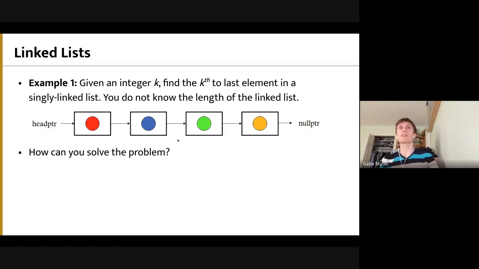Okay, now we're going to go over some linked list problems. This is a category of interview questions. In coding interviews, you'll oftentimes get questions about doing some kind of funky stuff with linked lists. How do you do this efficiently? Here's one example of one of those problems. If you're given an integer k, find the kth to last element in a singly linked list where you do not know the length of the linked list. That's really important, because if you knew the length, it'd be pretty easy to find the kth to last element. So how can we solve this problem?